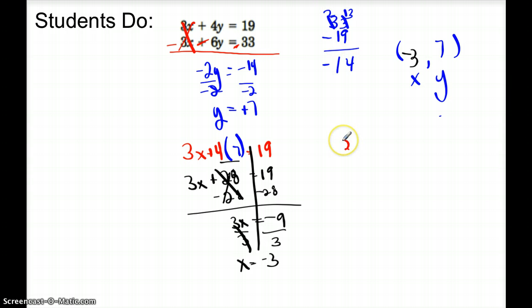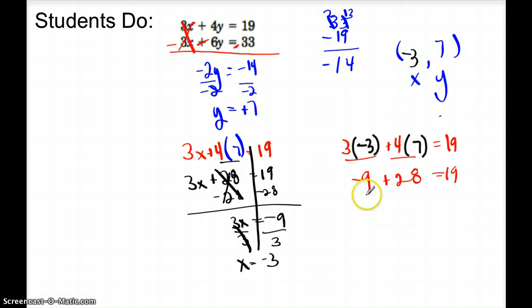So we have 3 times our x value of negative 3 plus 4 times our y value of 7 equals 19. Let's just check to make sure. Negative 9, that's these two, plus 28 equals 19. And 28 minus 9 is 19. Good. Got it right.